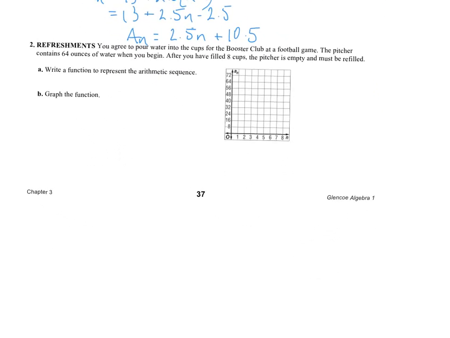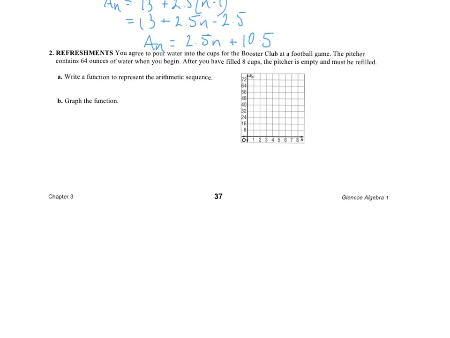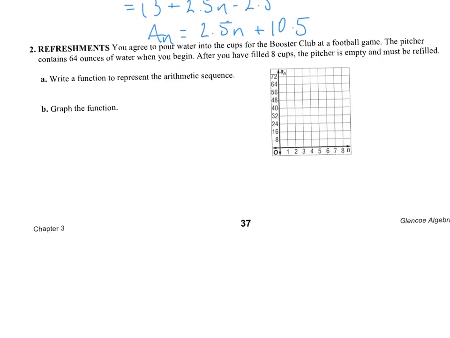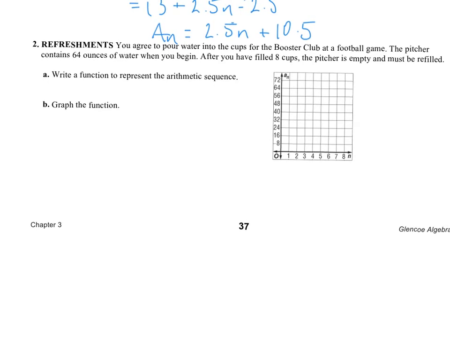The next problem, a little bit more tricky. Okay. First thing it wants me to do, well, we've got to write a function and we've got to graph it. All right. So, in other words, if we had an x and y table, and if we read through the problem, it says, okay, we're going to pour water into cups at a football game. So we start, and we have a pitcher that has 64 ounces of water when I begin. After I fill 8 cups, the pitcher is empty.